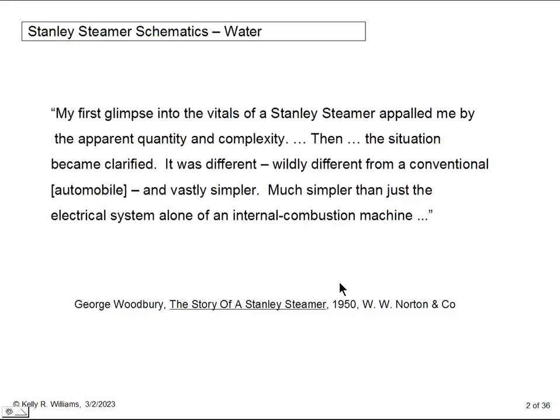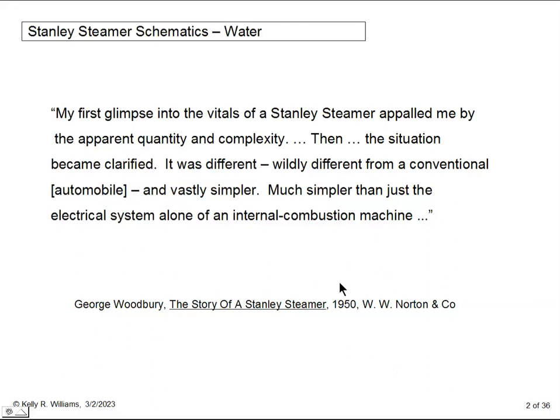The Stanley steam car is a fascinating machine, and it's surprisingly uncomplicated when it's fully understood. One of my favorite quotes from George Woodbury's wonderful 1950 book, The Story of a Stanley Steamer, is this one. "My first glimpse into the vitals of a Stanley steamer appalled me by the apparent quantity and complexity. Then the situation became clarified.